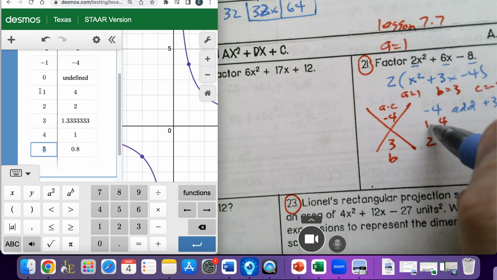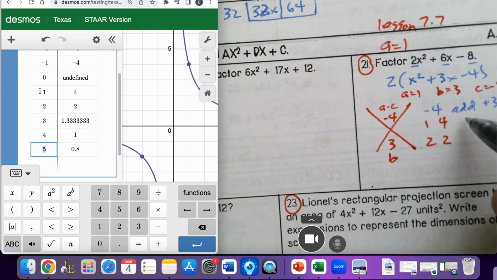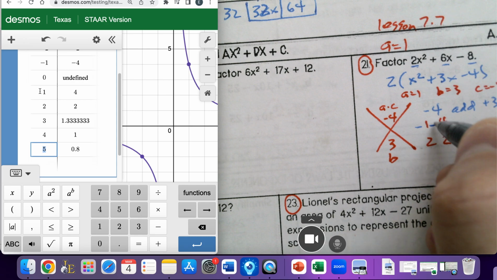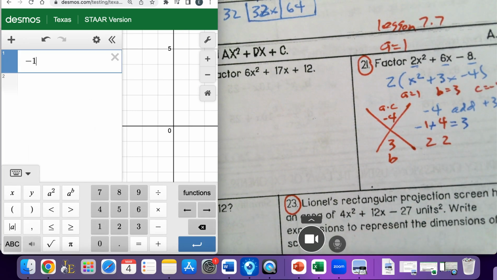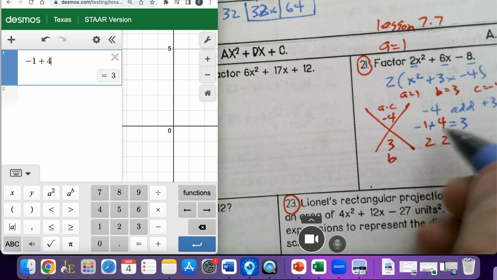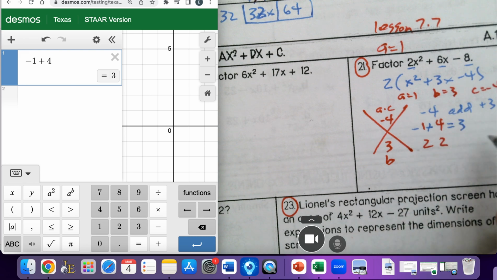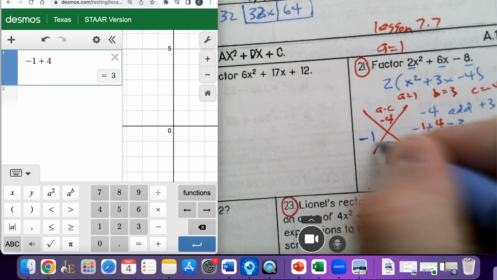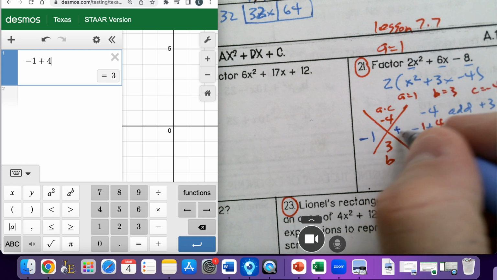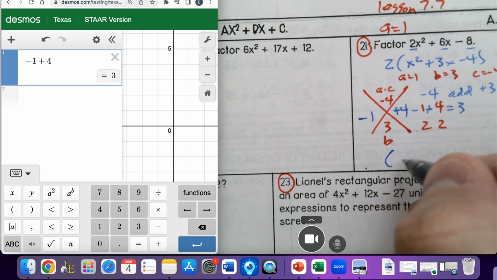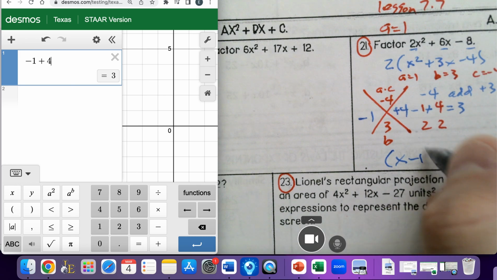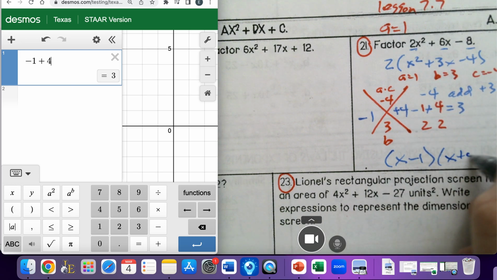But for this to add to positive 3, the 1 needs to be negative, because negative 1 plus 4 will equal 3. And again, if you're not sure about that, go to Desmos and just do negative 1 plus 4, and we get a positive 3. So these two will multiply to negative 4, they'll add to 3, so these are my two factors, negative 1 and a positive 4. And since a is equal to 1 here, I can just put those with an x, so x minus 1, and then x plus 4, and we are almost done with this problem.